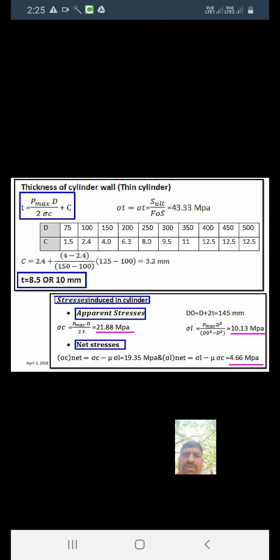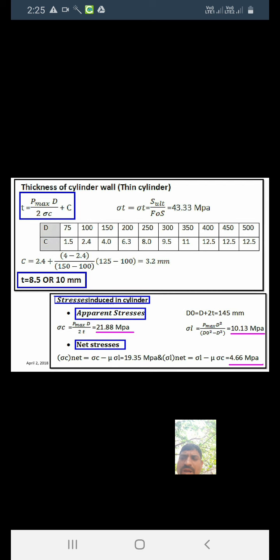Okay, then how to calculate the sigma T or C? Sigma T is equal to SUT divided by factor of safety. How to calculate this? To calculate the sigma T is equal to SUT divided by factor of safety, right? Yesterday we have seen this equation, SUT divided by factor of safety is equal to, you will get the 43.33 MPa.